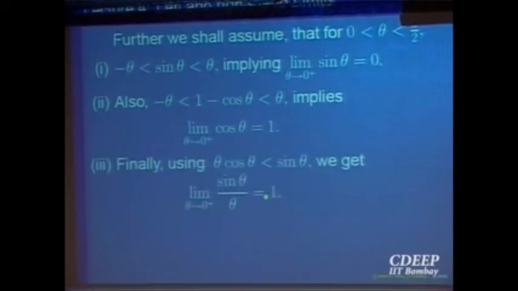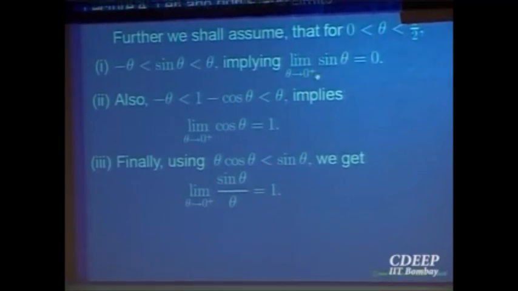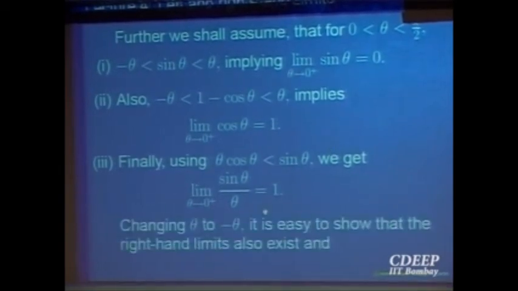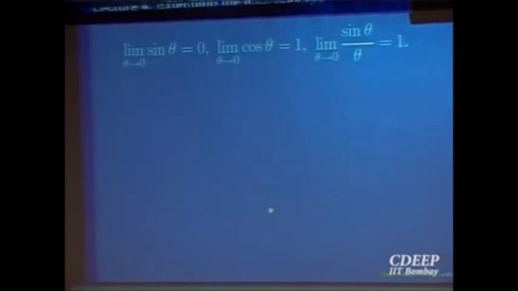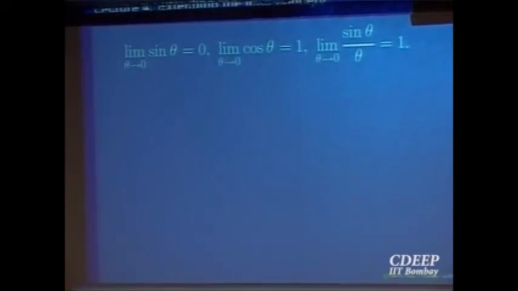So we'll assume those for the time being: the limit of sine theta, theta going to 0 plus, the right hand limit, is equal to 0. Cos theta is equal to 1, sin theta by theta is 1. And you can change theta to minus theta and use trigonometric properties to prove that left hand limits also exist and are equal. So we'll assume these properties: limit of sin theta, theta going to 0, is 0; cos theta, theta going to 0, is equal to 1; and sin theta by theta is equal to 1.